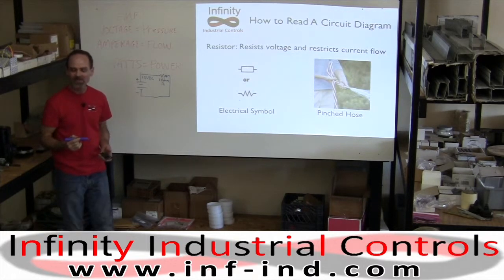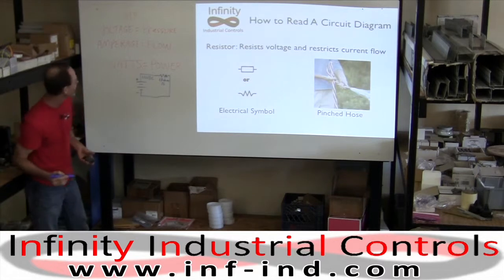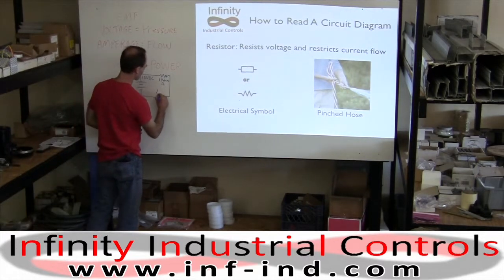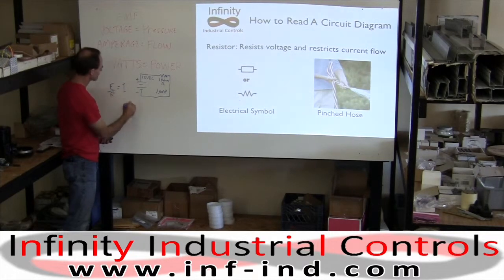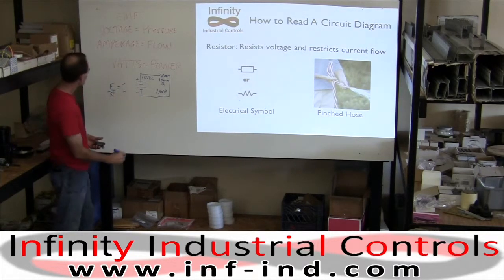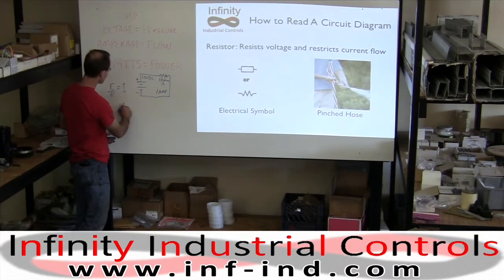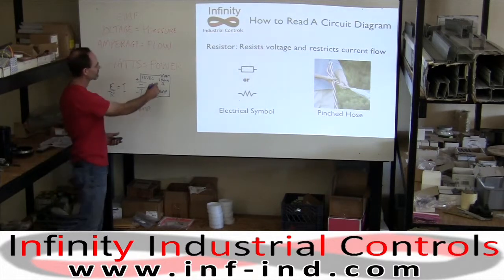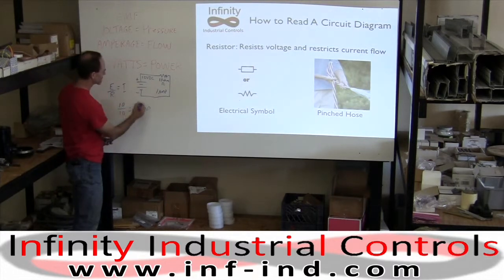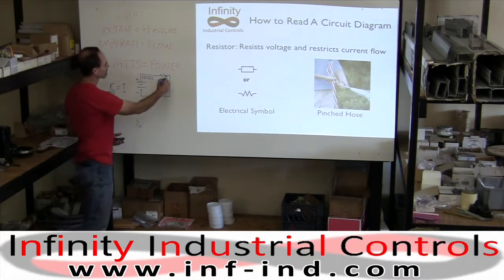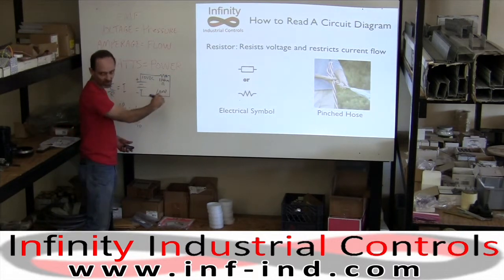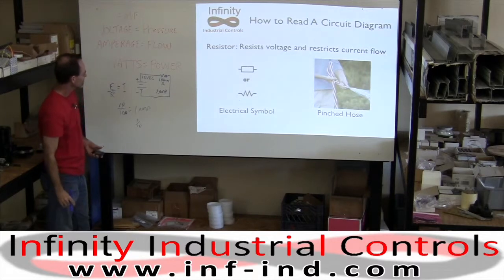Anybody care to guess how much current would flow through that? 1 amp, right. You get 1 amp of current flow through there. That's because E over R equals I. I is the symbol for current. So we take 10 volts divided by 10 ohms, you get 1 amp. If we went to 100 ohms, then we'd only have 1/10 of an amp. So the higher you go in resistance, the less current's flowing across that resistor.